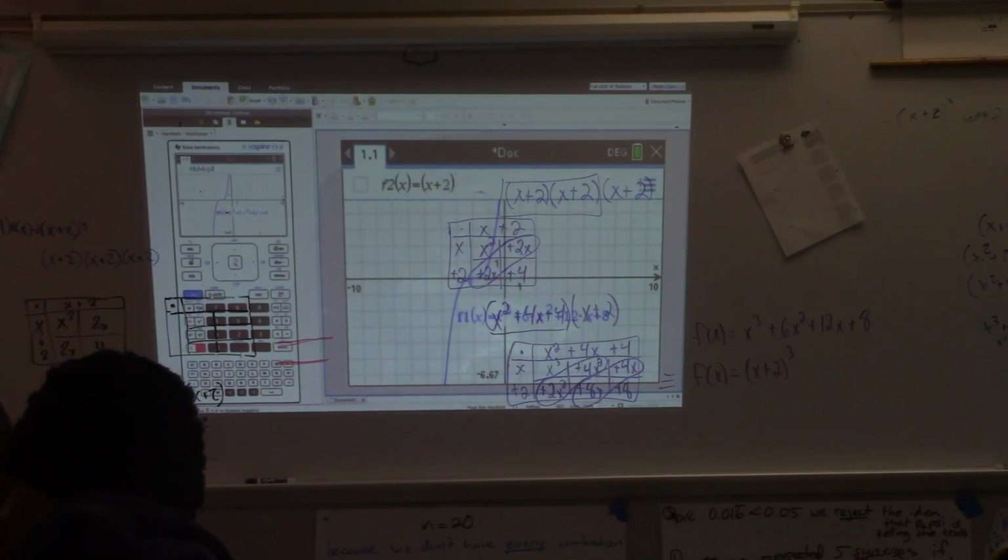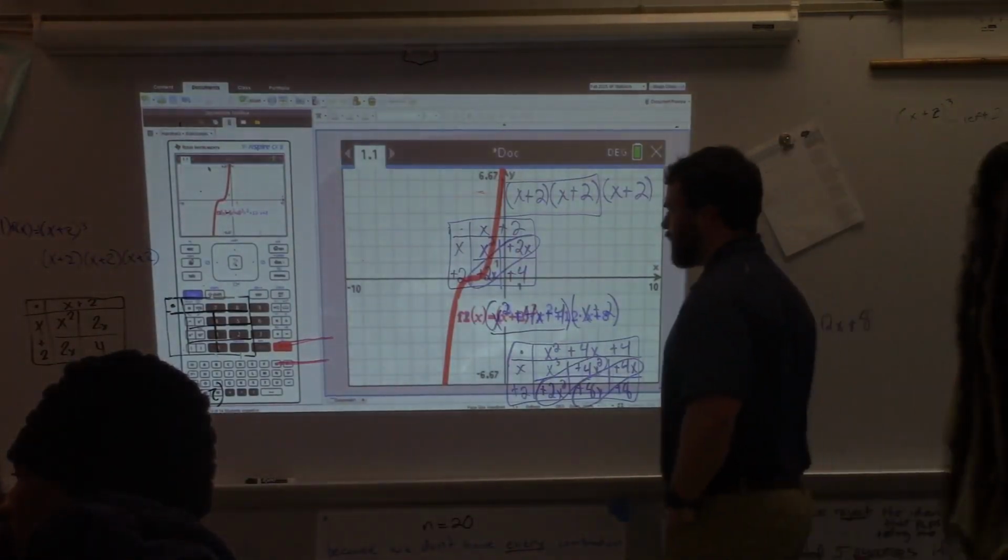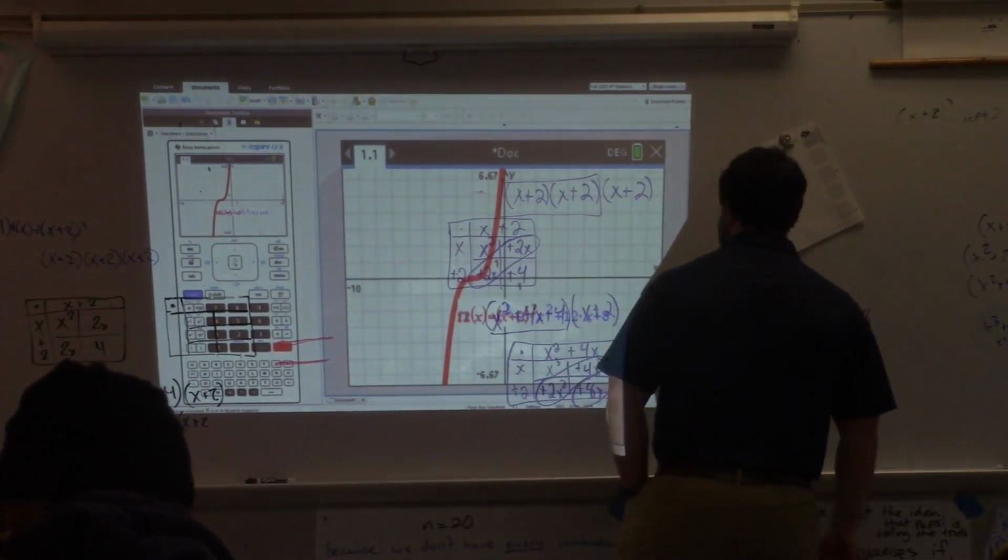Alright, so we're going to talk about a couple of things with this that I need you to pay attention to. So, first off, were we correct? Did we correctly multiply this out?